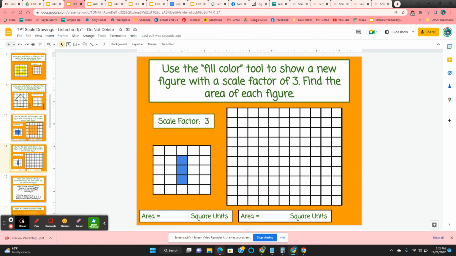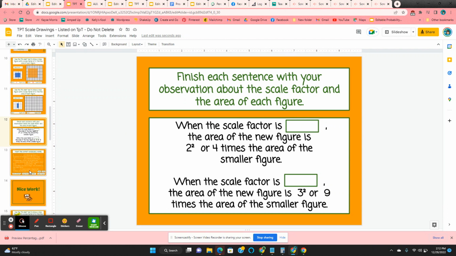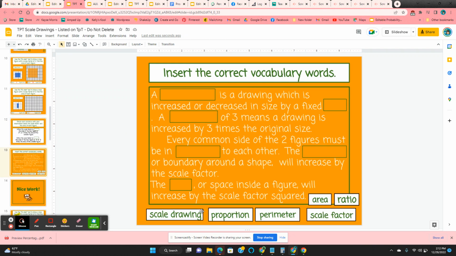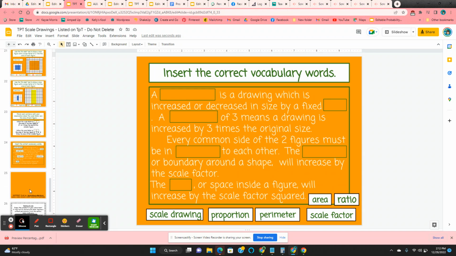They're going to do the same thing with this one. And then they've got sentence frames. They need to fill out the number here. And the very last slide is they're going to be moving these vocabulary words into the correct place in these sentence frames. Now, all of the completed slides are on here for the teacher.